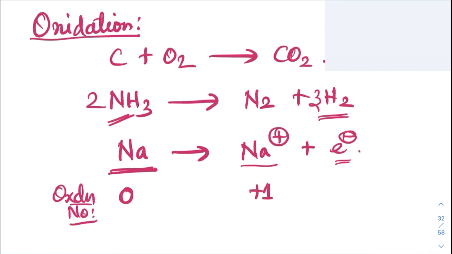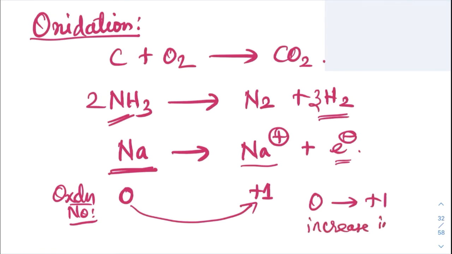And what about Na plus? The charge is plus 1, so the oxidation number is plus 1. So what happened to the oxidation number? It changes from 0 to plus 1. It is nothing but an increase in oxidation number. So increase in oxidation number is called oxidation. Now we will see the examples for reduction.